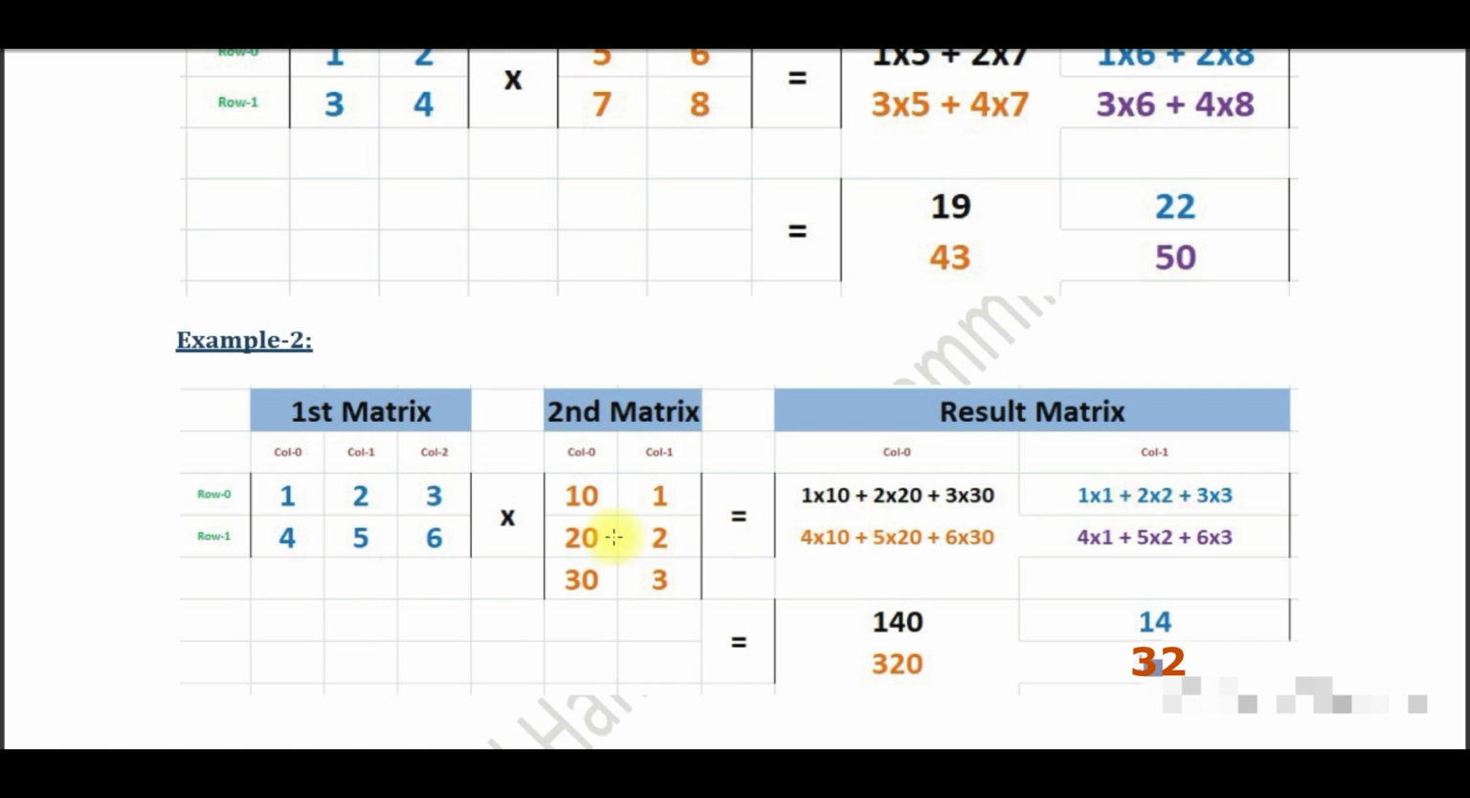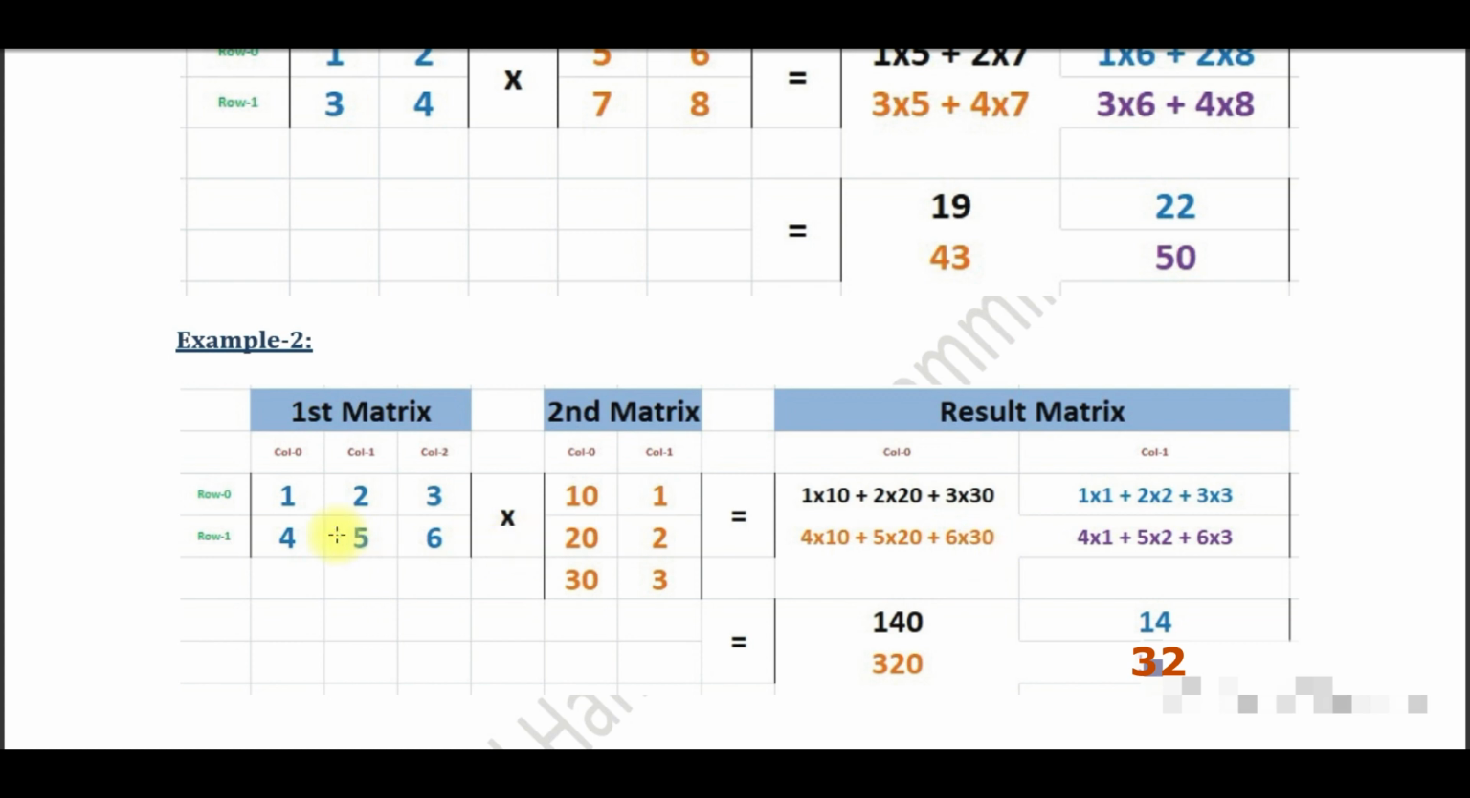Now row 1 and column 0. This is basically my row 1 and column 0. This orange one is 1 0, and how can we get it? 4 into 10, then 5 into 20, then 6 into 30, and their addition. So you can see 4 into 10 plus 5 into 20 plus 6 into 30.